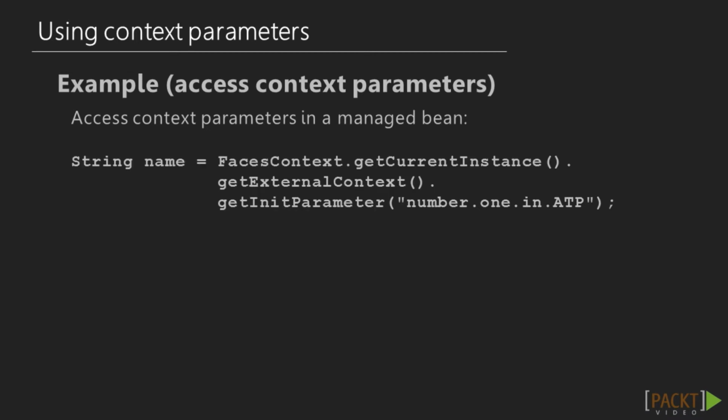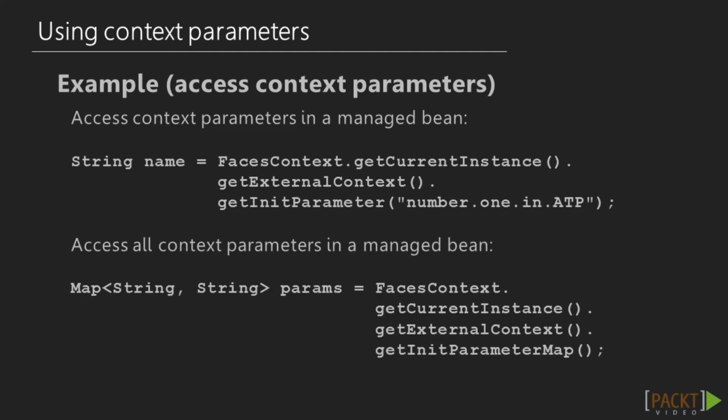Now in a bean, we can obtain the value of a context parameter via the JSF API like this. In addition, we can obtain all the context parameters by calling the getInitParameterMap method, which returns a map whose keys are the set of application initialization parameter names, and whose values are the corresponding parameter values.